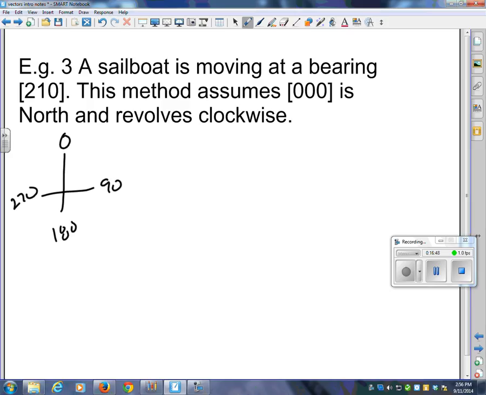So it starts at north and it goes clockwise, like so. And if you didn't draw this little figure in, you really need to, because that's pretty important.